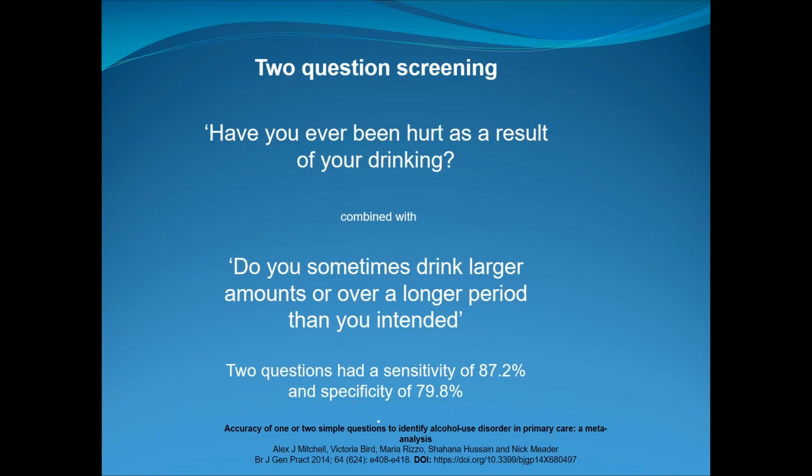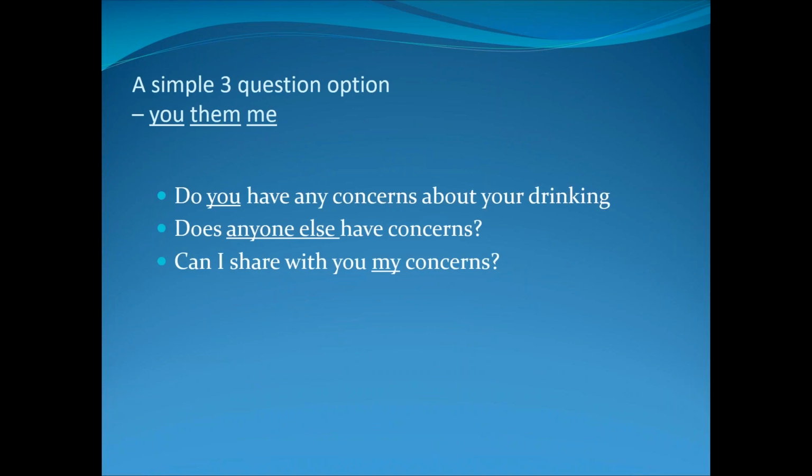And again, they're just useful questions to introduce into a discussion around alcohol, particularly if you're just in the process of gathering some information without doing a comprehensive audit or a full alcohol assessment. So useful questions. You might like to jot those down. Have you ever been hurt as a result of your drinking? Do you sometimes drink larger amounts or over a longer period than you intended? Very useful. However, here's my personal favourite, so you might like to jot these ones down as well.